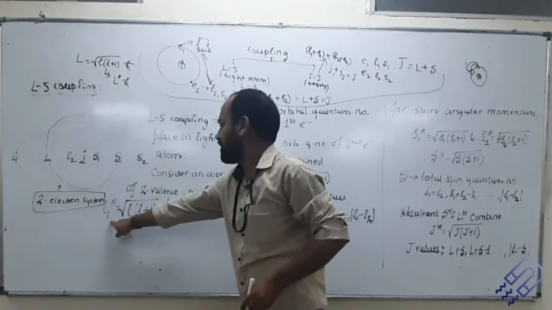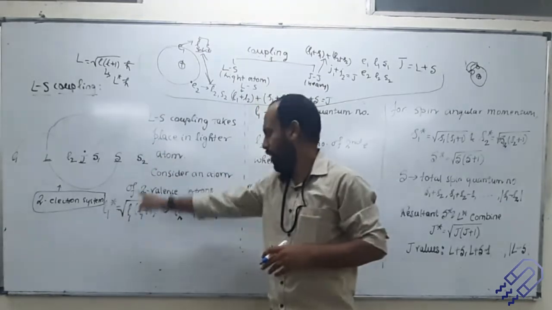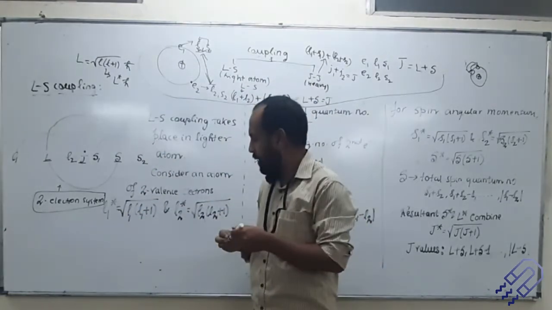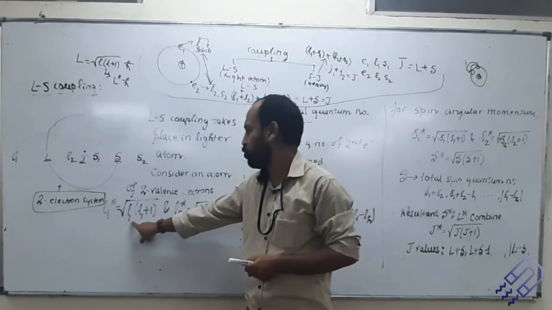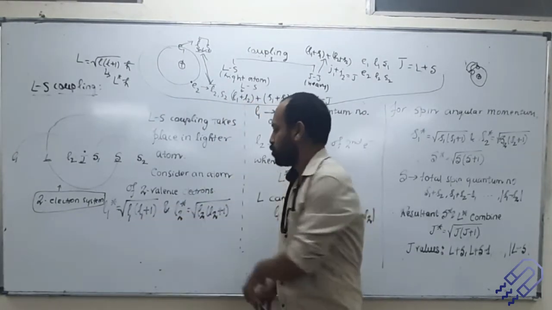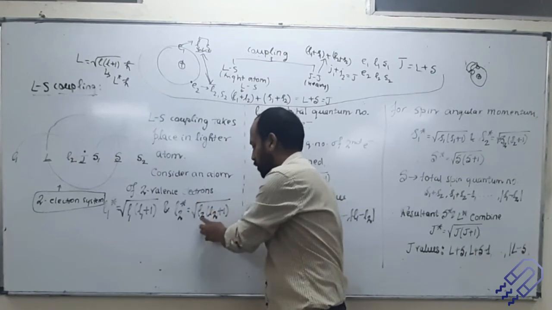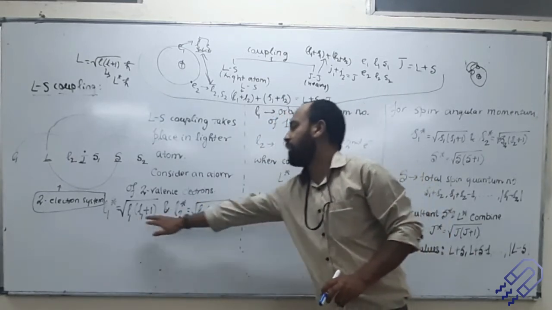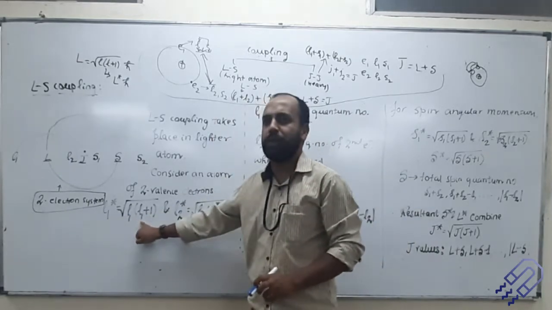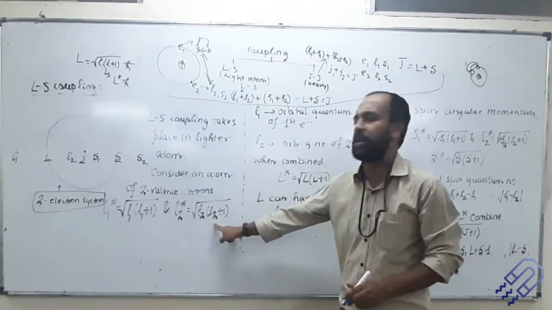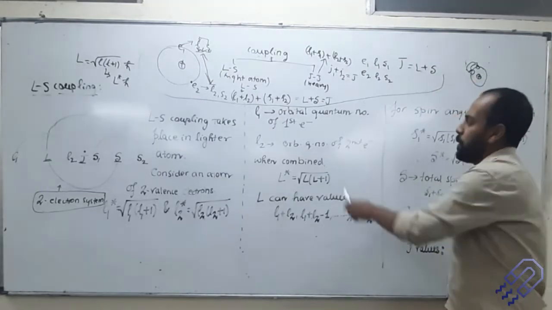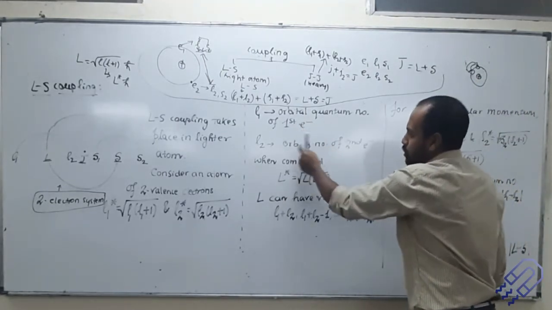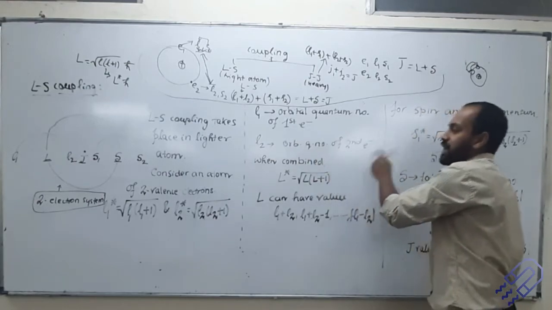So L star is just, I am just showing it. Even if you don't write it, that is fine. So there are 2 valence electrons. The first one's orbital motion will be L1 star, which is root over L1 into L1 plus 1. The second one's is L2 star, which is root over L2 into L2 plus 1. So this is the orbital motion of the first electron and the second electron. L1 is the orbital quantum number of the first electron, L2 is the orbital quantum number of the second electron.